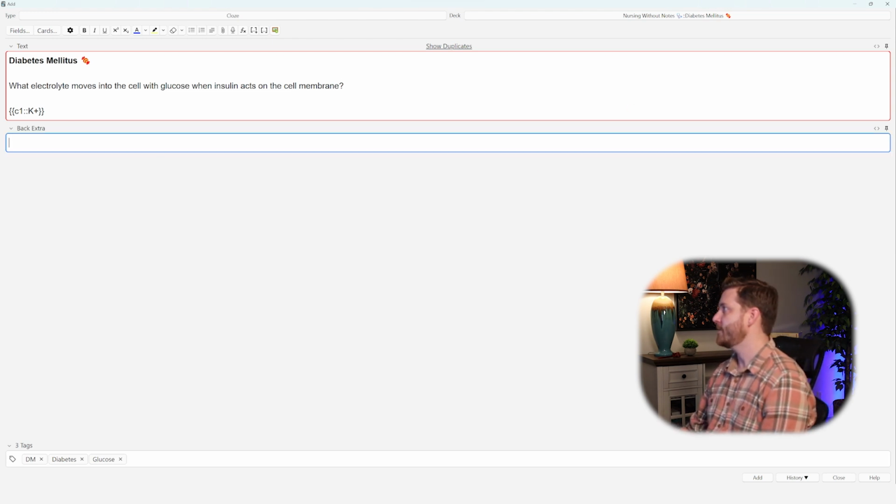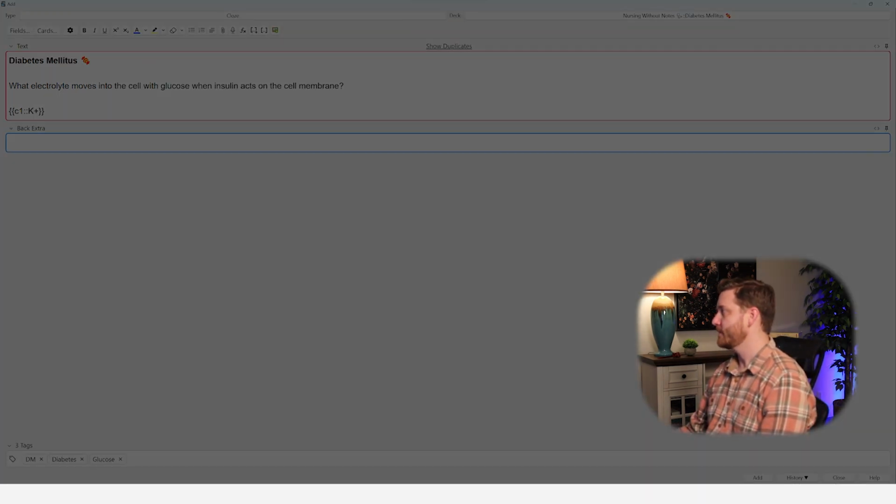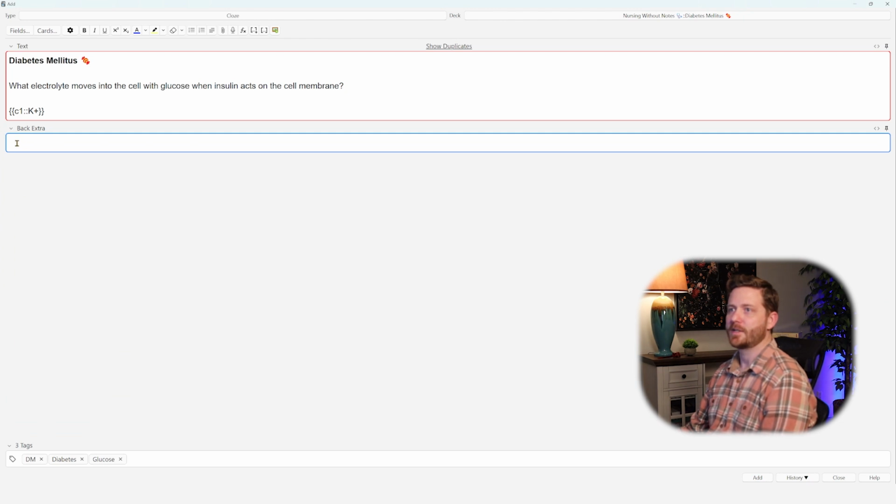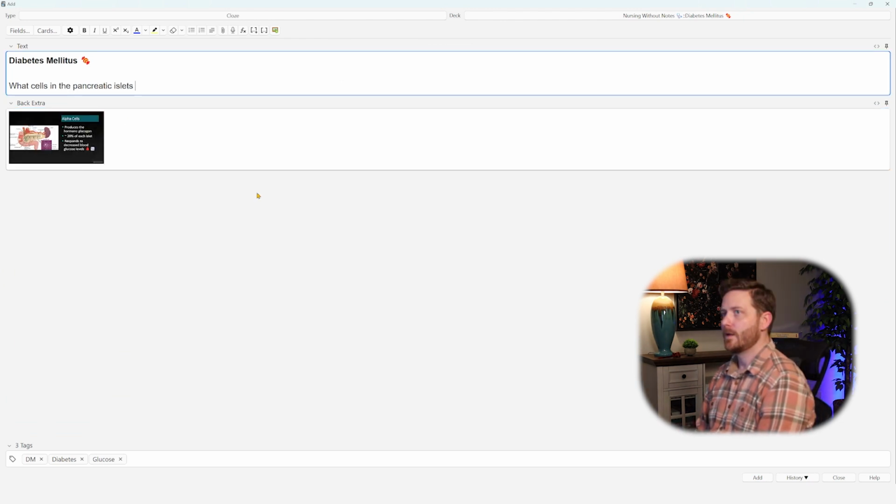Moving right along, we've got the alpha cells. Take a screenshot and put that in the back. All right, so to remember the alpha cells and that they produce glucagon and then they raise blood glucose levels, and they usually respond to when there's decreased blood glucose levels as well. Let's go ahead and say what cells in the pancreatic islets respond to decreased blood glucose.